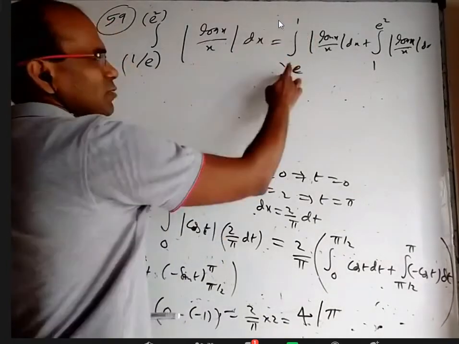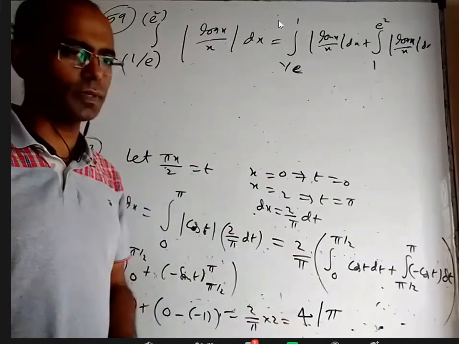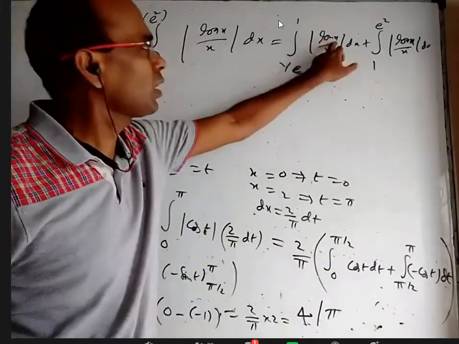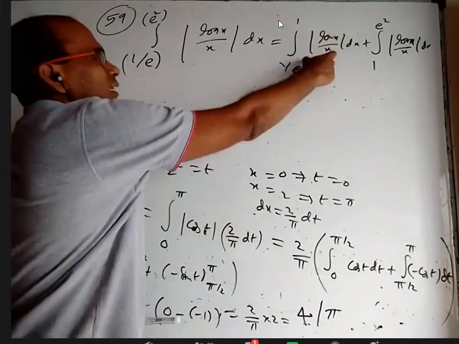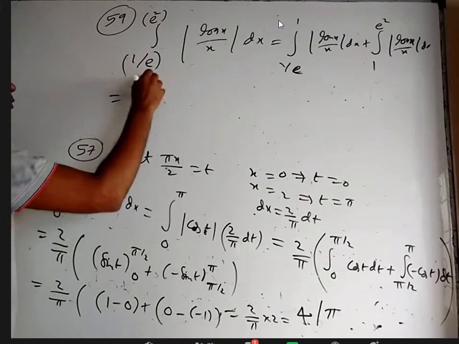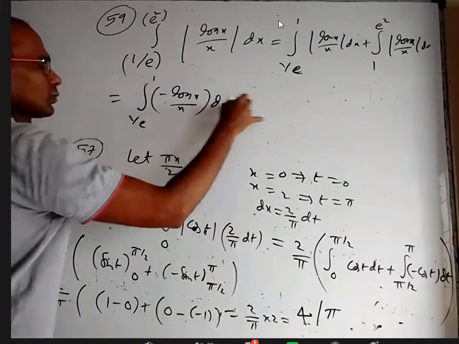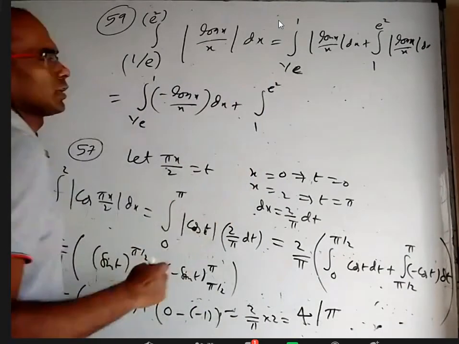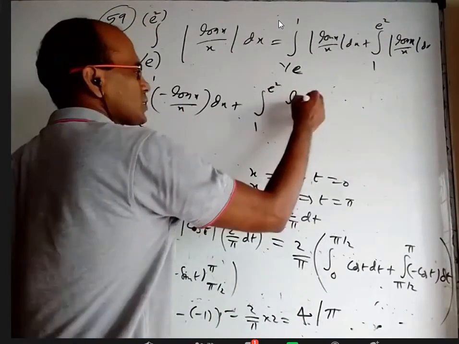We are dealing with positive numbers only, otherwise log x will not be defined. X is positive, but log x between 1 by e to 1 is negative. Because it is negative, I have to write minus of that. So integral 1 by e to 1, it is minus log x by x dx. Between 1 to e square, after 1, log x is positive, x is anyway positive, it will be positive, I can just straight away remove the mod.